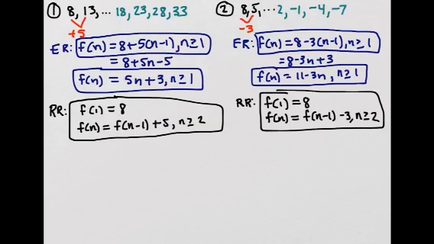For recursive, it's f of 1 equals 8. That's the first term. And then to get the rest of the terms, it's the previous term minus 3 for all n greater than or equal to 2.